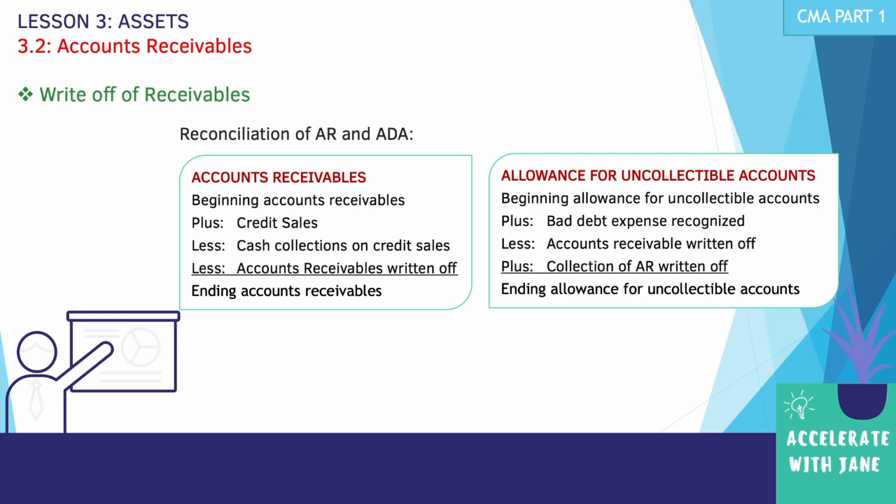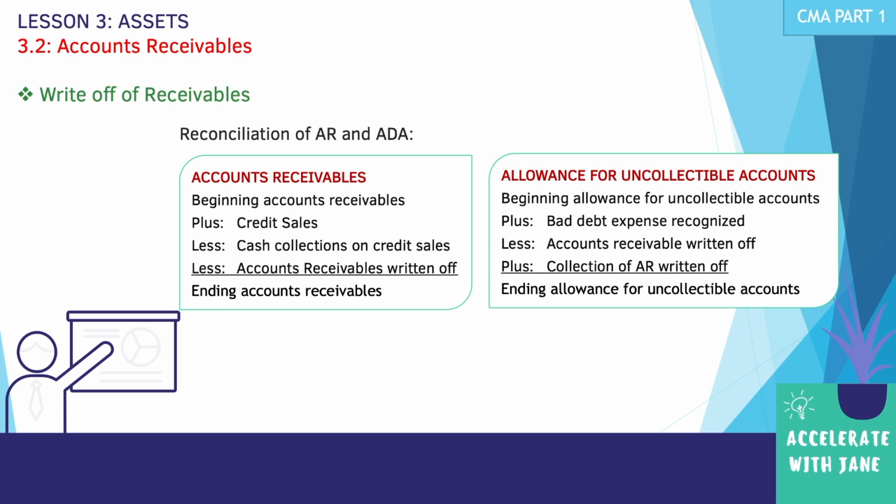Second, how do we compute the allowance for uncollectible accounts? We begin with the beginning balance of the allowance, and then we add the bad debt expense recognized. If you remember earlier, the journal entry to record the bad debt expense is to debit bad debt expense and credit allowance for uncollectible accounts. Take note that the normal balance of the allowance is on the credit side. If allowance for uncollectible accounts is credited, it means this is an addition to the balance of the allowance. The normal balance of accounts receivable is debit. The normal balance of the allowance is credit since this is a contra receivable account.